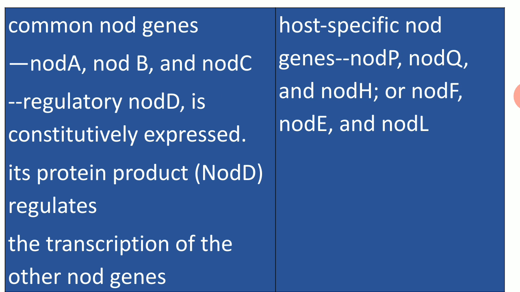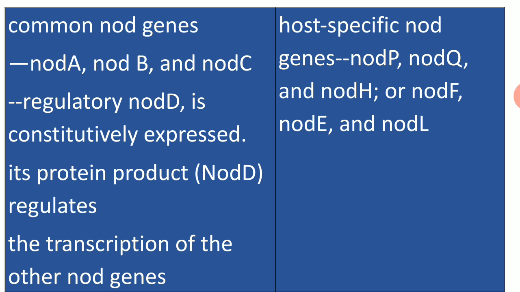And common nod genes, these are nodA, nodB, nodC and nodD. Out of which nodD is the regulatory, while nodA, nodB and nodC are the metabolic type. They produce enzymes. The nodD is constitutively expressed and its protein regulates the transcription of other nod genes. Okay. The protein of nodD attaches on the nod box.